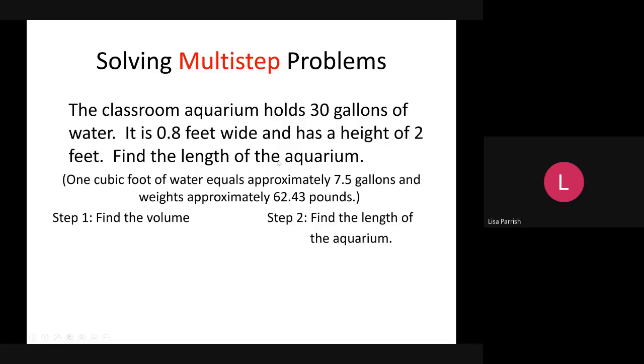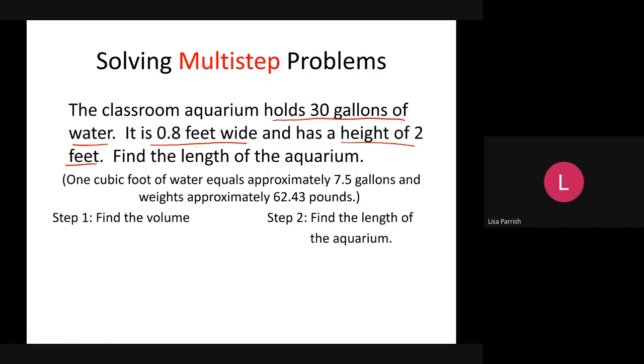Now, this one is tricky because let's underline what we know first of all. The aquarium holds 30 gallons of water. Does that say that that's the volume? No, it does not. It says it just holds that much water. So we're going to have to come back to that in a second. It does say that it's 8/10 feet wide and has a height of 2 feet. So again, you can draw one. I don't really have space here, so you're welcome to draw it or just write these words. This is very important to have this example written down. So either do the words or draw it out.